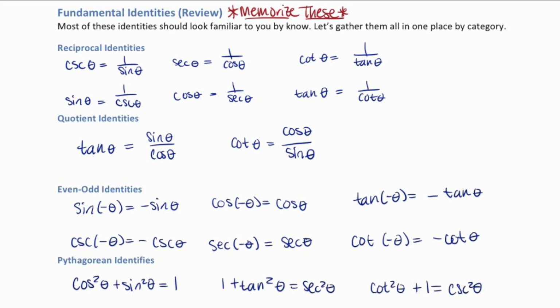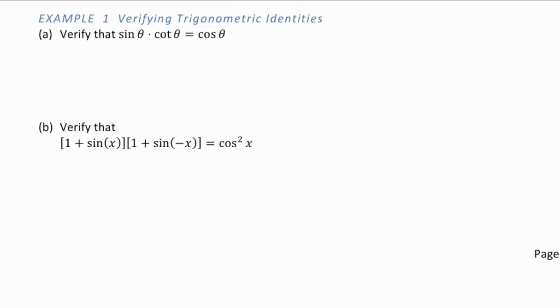Let's look at our first example. Example 1, verifying trigonometric identities. Verify that sine of theta times cotangent theta equals cosine of theta. Let's start with our left-hand side. So this is the left-hand side, and this is the right-hand side.